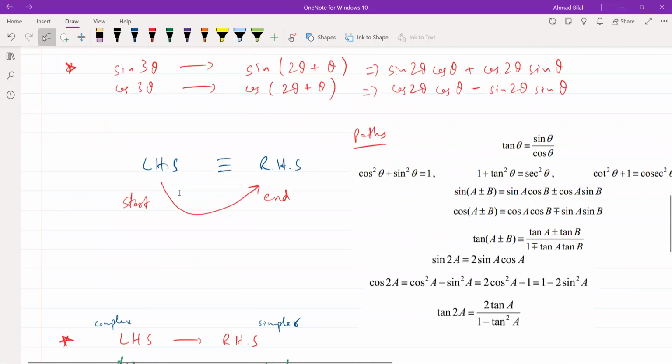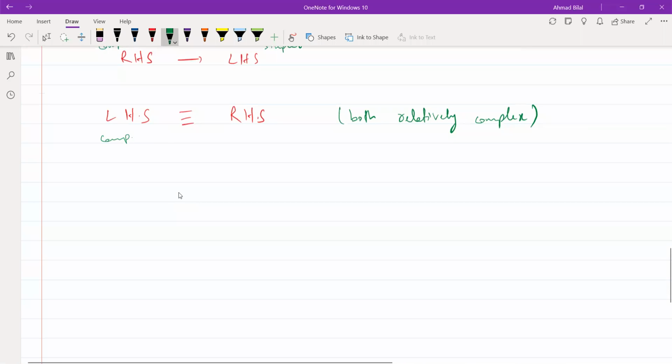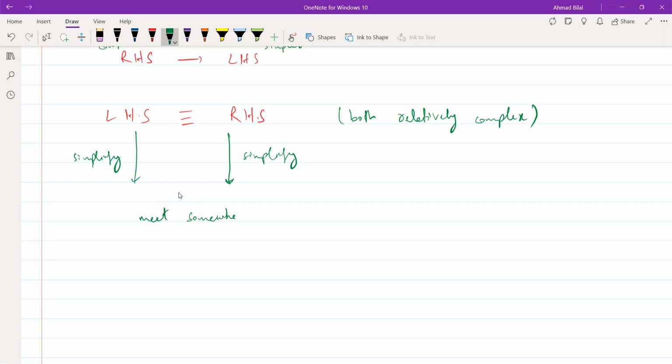So let's say you have the scenario कि एक साइड पे कंपाउंड एंगल आ रहा है और एक साइड पे डबल एंगल आ रहा है. Now both of them are relatively complex expressions. तो आप उसमें क्या कर सकते हो, you simplify both of them. अब दोनों साइड्स को सिंप्लीफाई करना शुरू कर दो. You simplify this side, you simplify this side, right? And you meet somewhere in the middle. यानी दोनों को सिंप्लीफाई कर दो और दरमियान में जाके किसी पॉइंट के ऊपर वो दोनों एक्सप्रेशंस एक दूसरे के इक्वल हो जाएंगी. And that's another way to prove something.